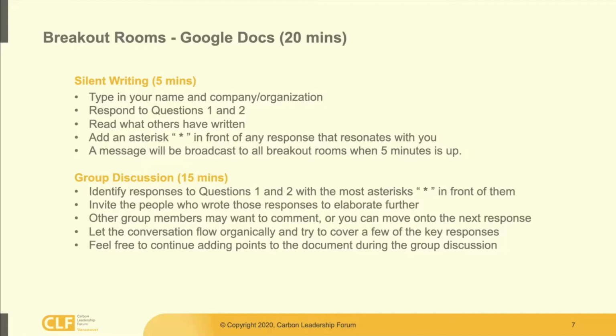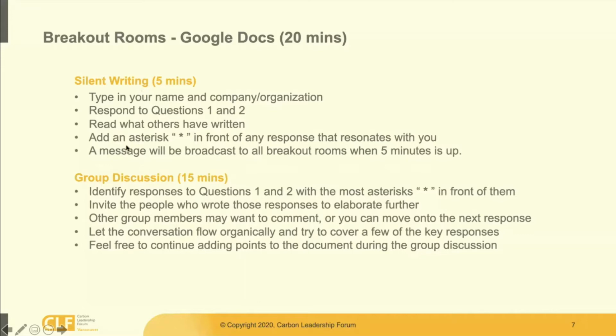And if you're finished, then you can take a look at what other people have written there. For example, if what other people have written particularly resonates with you, you can add an asterisk or a little star at the beginning of that line. So this will be a way of getting a sense of which points being raised within that breakout room are particularly resonant.